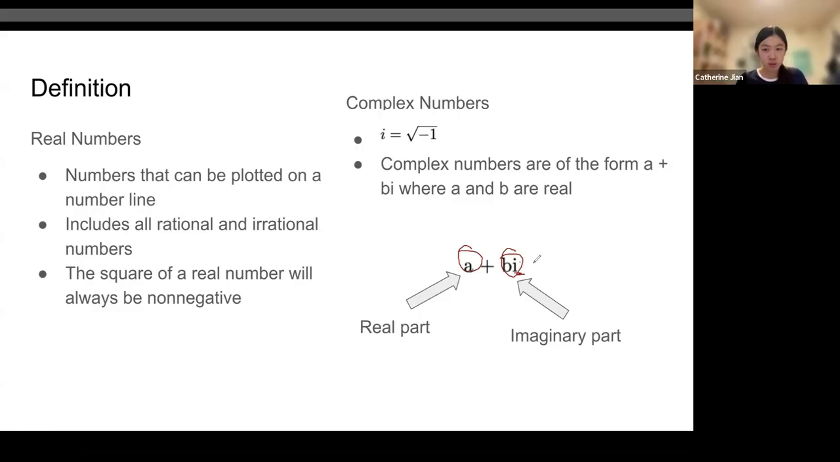And if we have b is not equal to 0, then we say that this number is non-real because it has an imaginary part. And if a is equal to 0, then we are just left with bi, and then we can say that this is pure imaginary because there's no real part. And now we'll go over a complex.